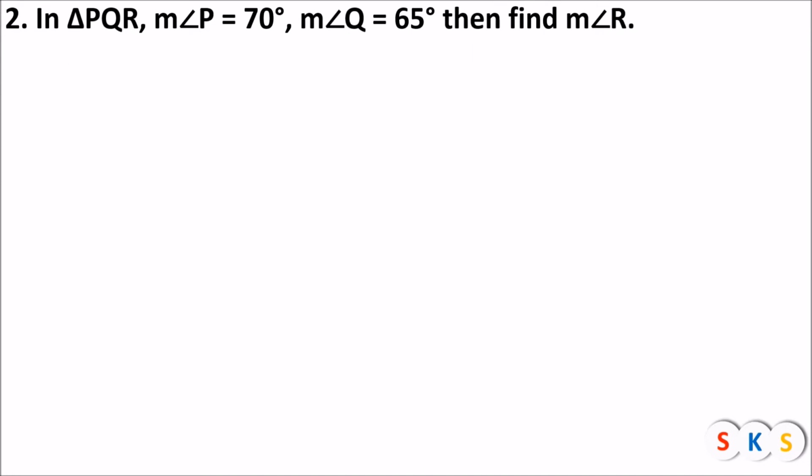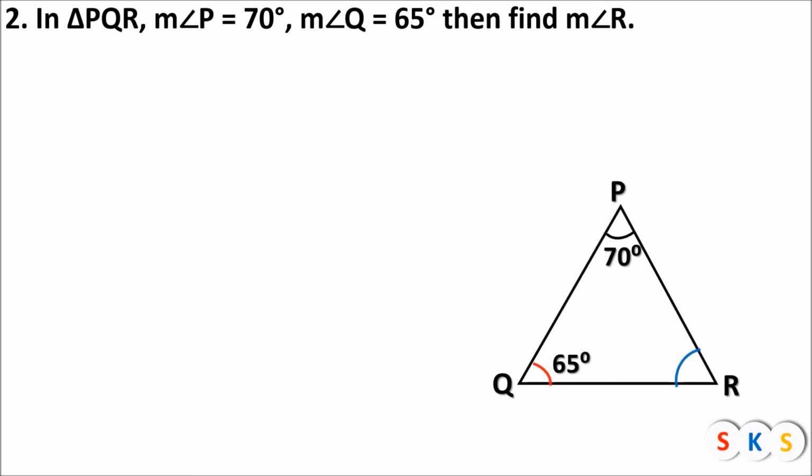Question number 2. In triangle PQR, measure of angle P equals 70 degrees, measure of angle Q equals 65 degrees, then find the measure of angle R. Let's see the solution of this question.